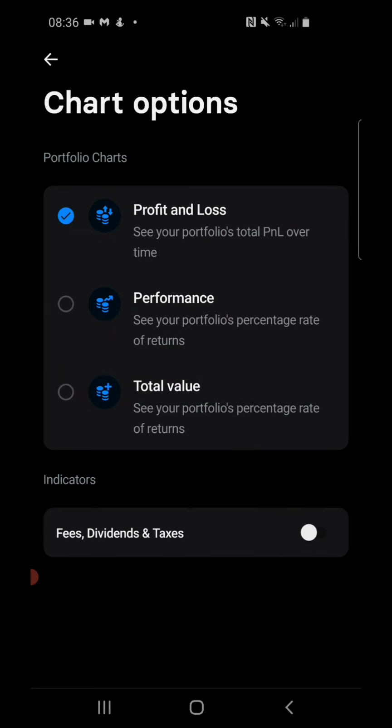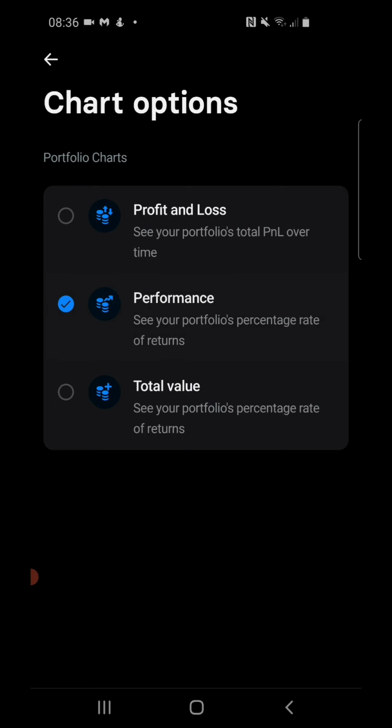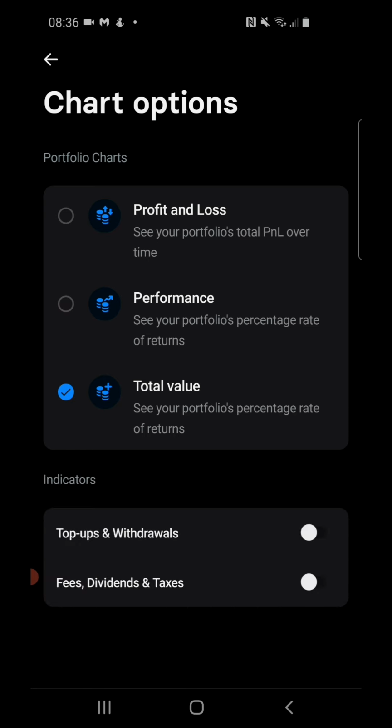In this video I just want to talk through some cool new features that Revolut have released to the app which allow you to analyse your portfolio. What you're seeing on the screen here is 3 new charts that have been made available. So the first one is profit and loss, the second one is performance, and the third one is total value.